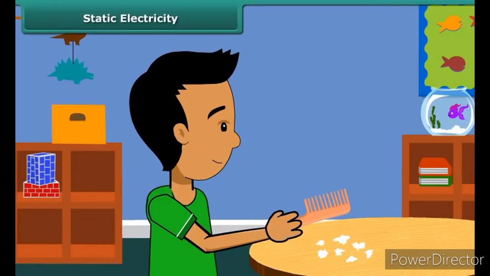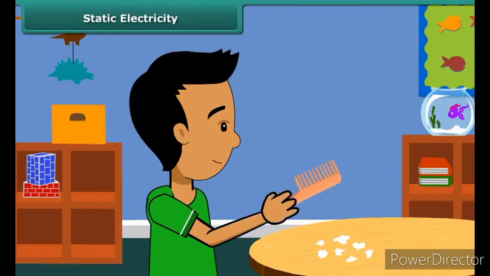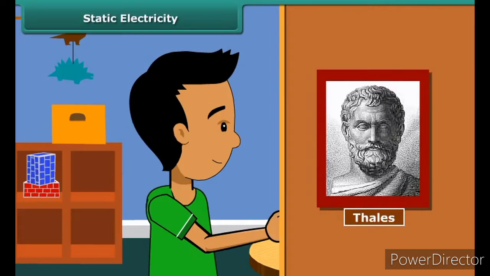If you pick up a comb and comb your hair, and take that comb to attract some small piece of paper, it will be attracted to the paper. Why? Because you create a charge on the comb by doing that. This type of charge that you created is called static electricity. The electrons are attracted.